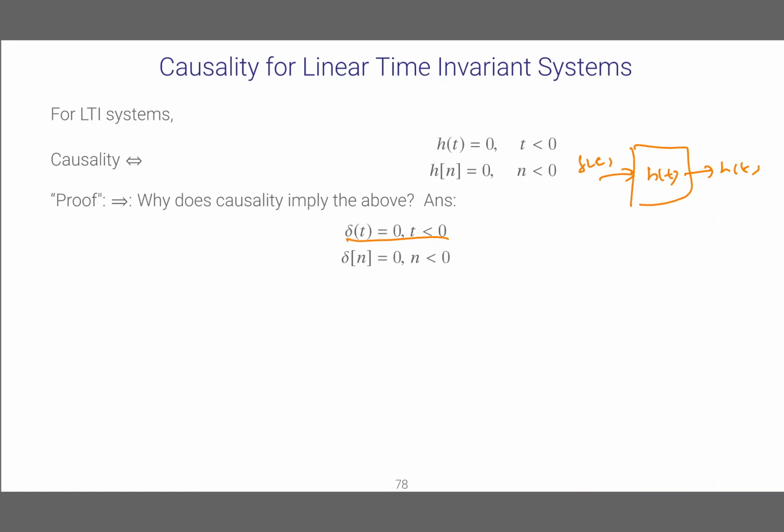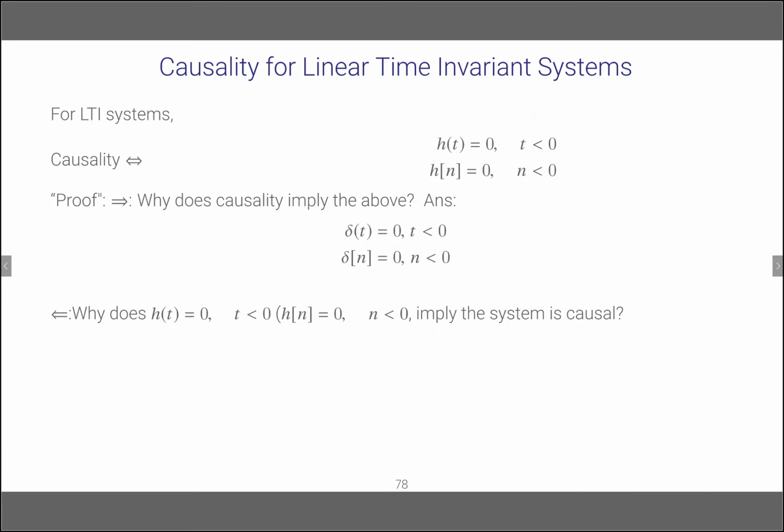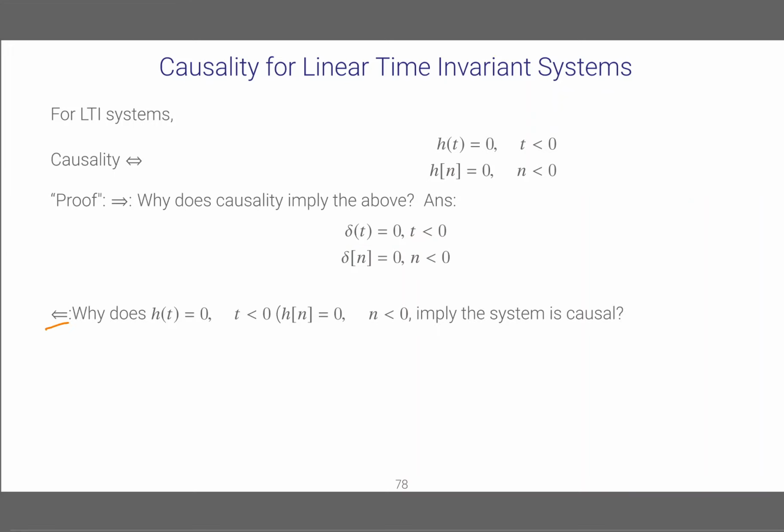The system responds only after the input occurs, because it is causal, caused by the input. So the reverse direction: why does h(t) equals 0 for t less than 0 imply the system is causal?